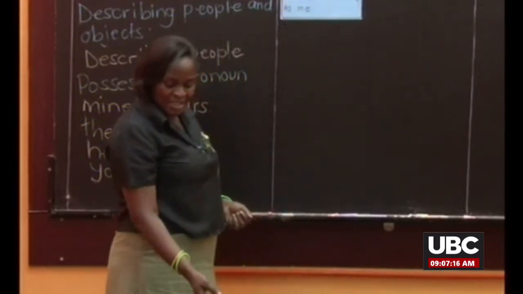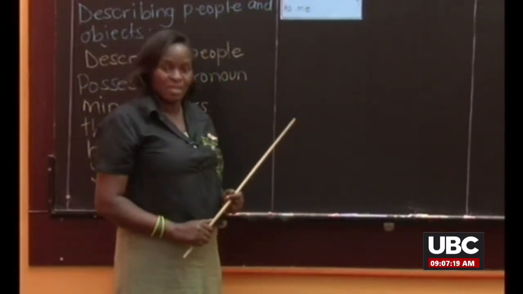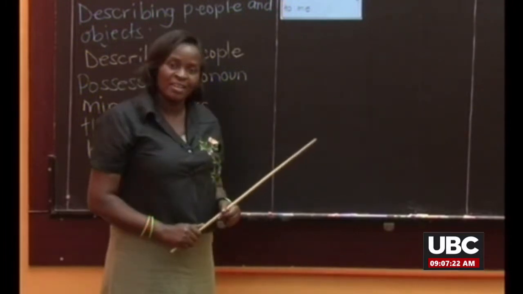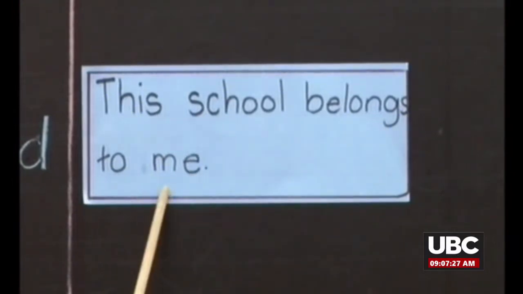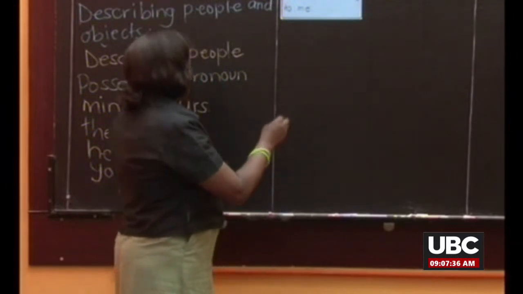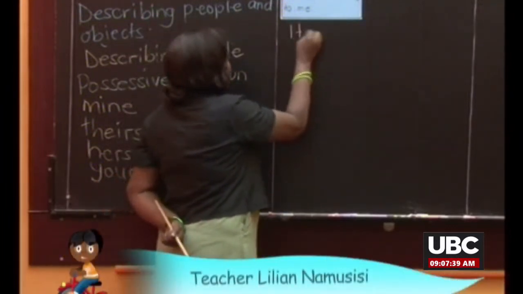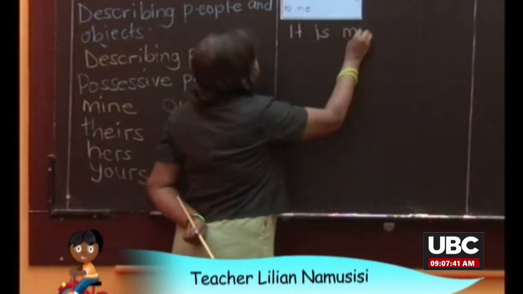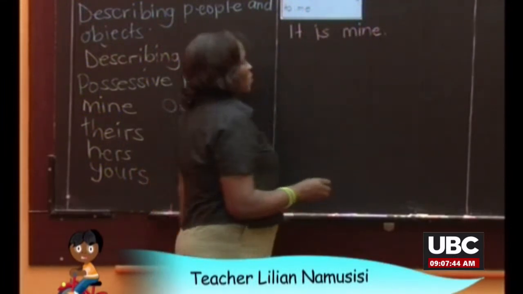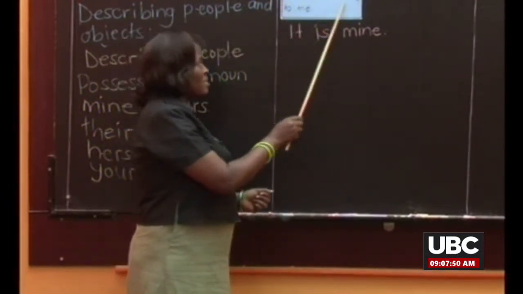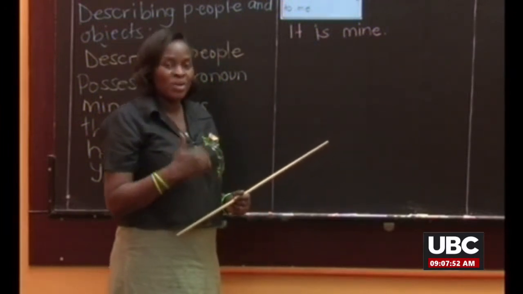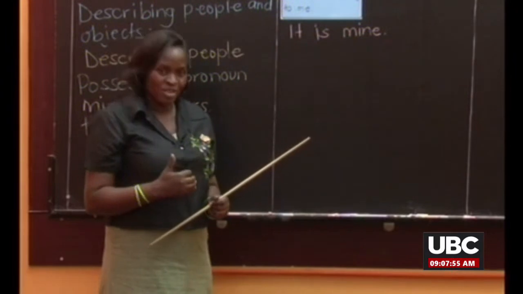That is our first sentence. We want to use a possessive pronoun. Can we read together? This school belongs to me. So, because it belongs to me, therefore it is, yes, very good, it is mine. We are getting our possessive case after reading our simple sentence so that we can see how we use it as we describe different people.